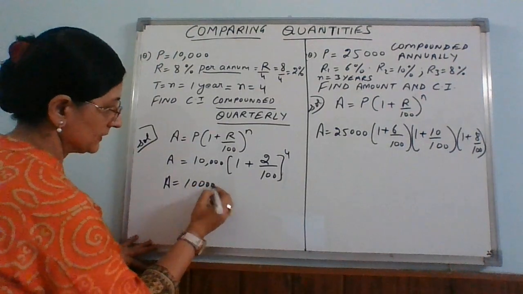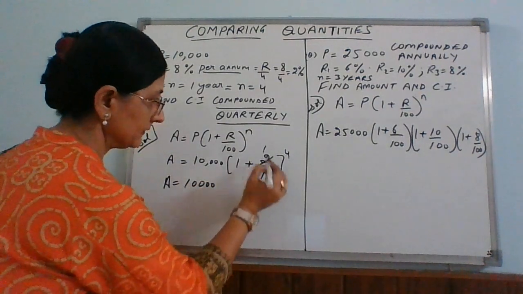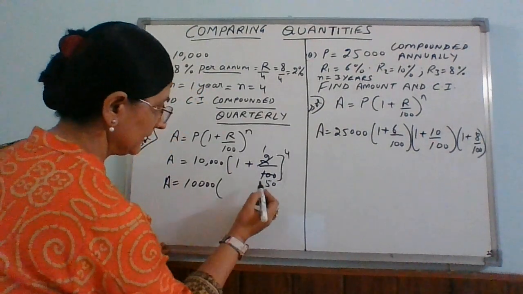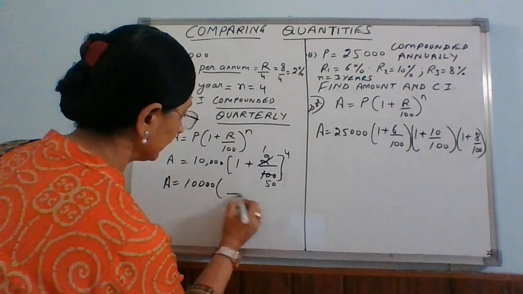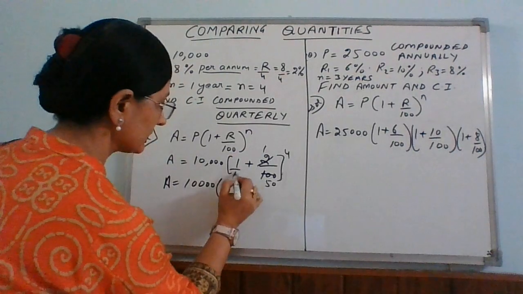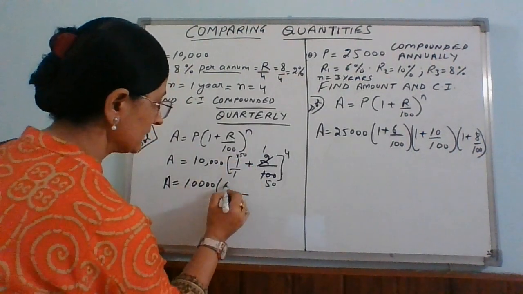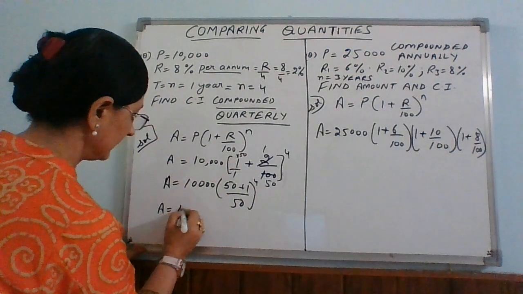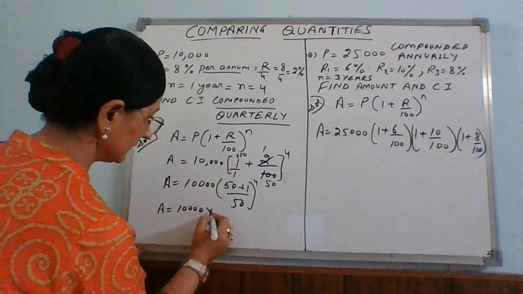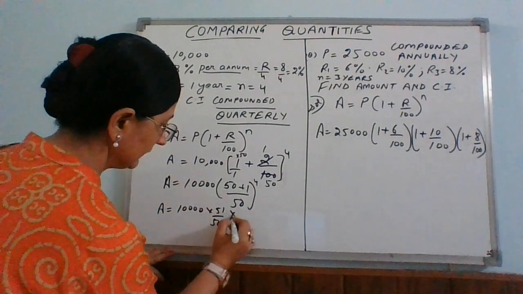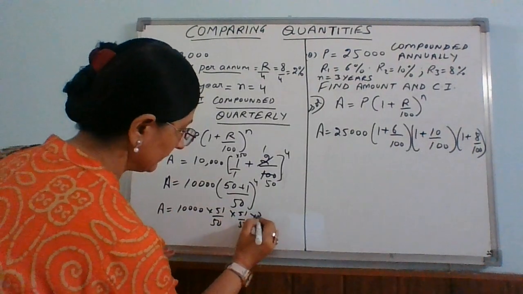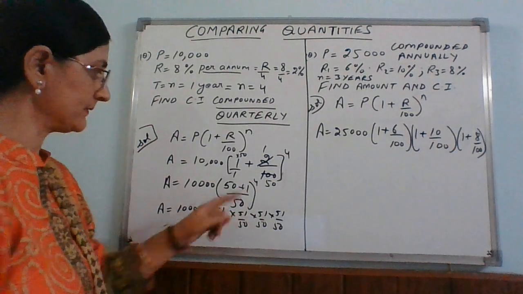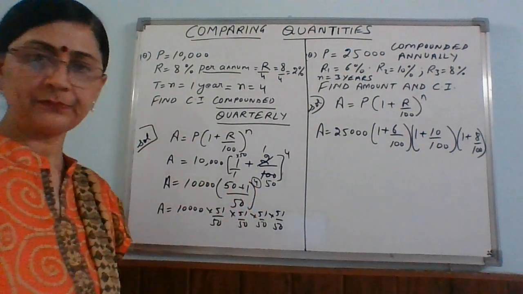So 10,000 here, we can cancel it. 2 fives are 10. Now here we can take the LCM. Here it's 50, here it's 1. Multiply this by 50, so it will be 50 plus 1 to the power 4. So A will be 10,000 into 51 upon 50, 51 upon 50, 51 upon 50, 51 upon 50. Why have I written it 4 times? Because here the time is 4.